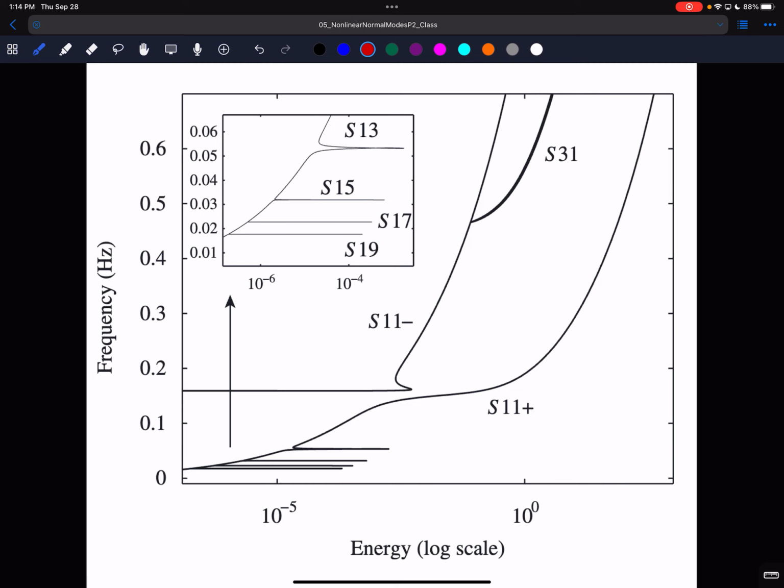And as we increase energy, several different tongues show up. First a 1 to 9, a 1 to 7, and then a 1 to 5, and a 1 to 3. And then more and more show up as well. There's actually an additional branch, this S31, that appears. And again, this is kind of what we're talking about: you can have more than one NNM existing at the same time.